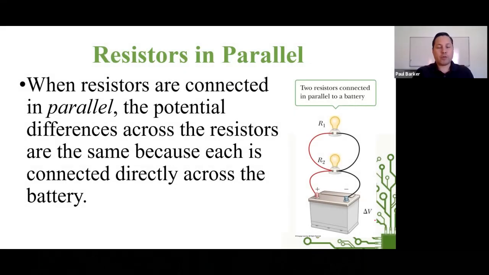Let's begin our lesson on resistors in parallel. Now, in the picture on the bottom right, you see a couple of light bulbs. Those are our resistors. They're connected to a battery. The setup is a parallel setup, so that the wire goes from one bulb to the next. Now, when the resistors are connected in parallel, the potential difference across the resistors is the same because each is connected directly across the battery.